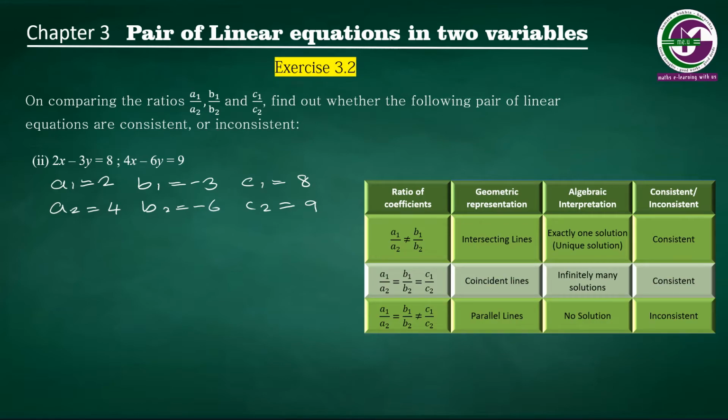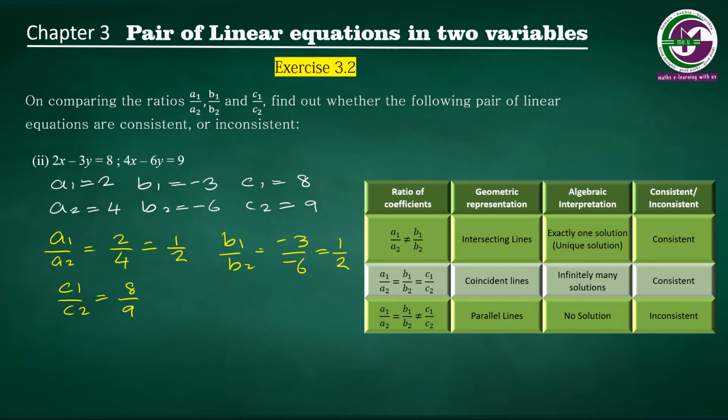Finding the ratios, you will get A1 by A2 equals 2 divided by 4. So 2 and 4, 2 is a common factor, so we'll get 1 divided by 2. B1 divided by B2 is negative 3 divided by negative 6. Again it is 1 divided by 2. Since A1 by A2 is equal to B1 by B2, you need to find C1 by C2. C1 by C2 equals 8 divided by 9. There is no common factor.